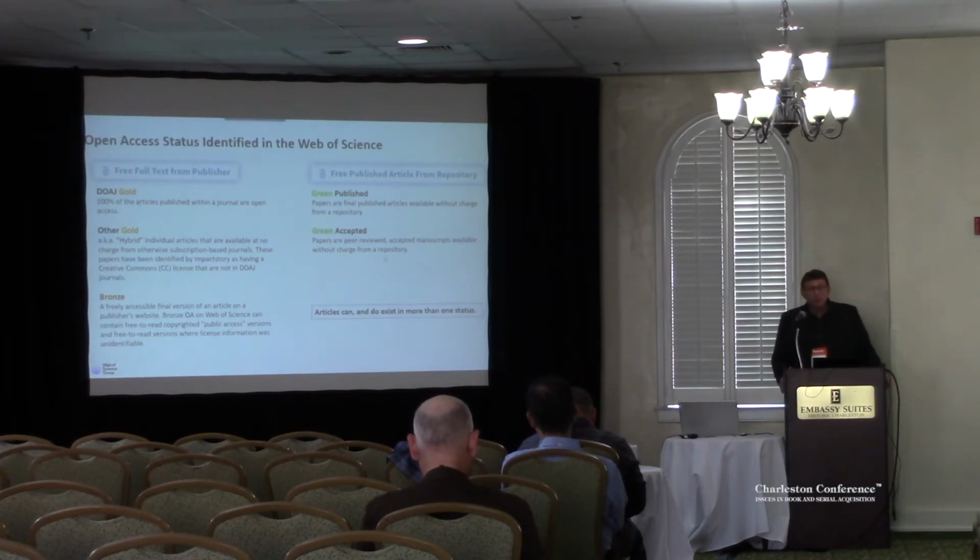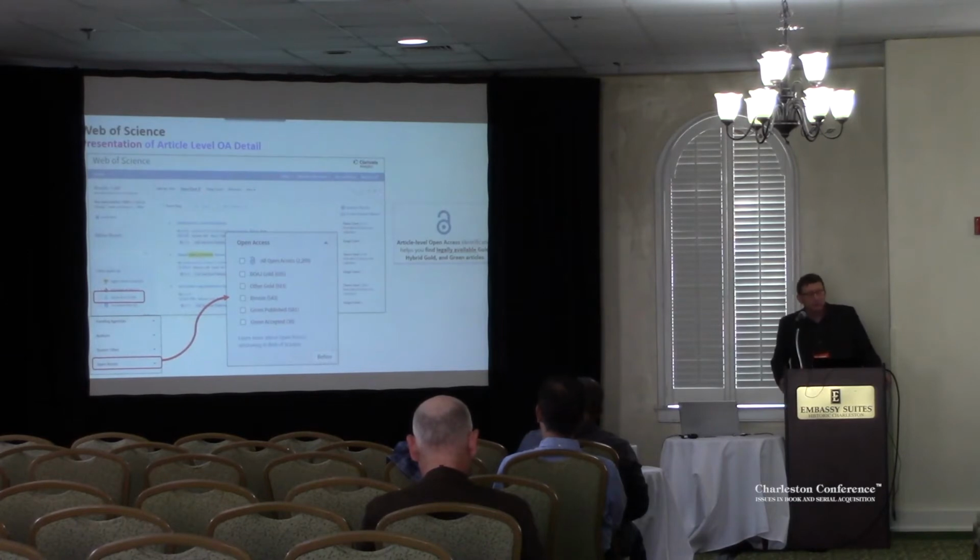Articles can exist in more than one category. It's pretty common that something is published in a gold status and then at a later time is placed on an institutional repository. So that can happen as well, and you should be aware of that when you think about ways to look at things in Web of Science. How it looks in the product itself, in Web of Science.